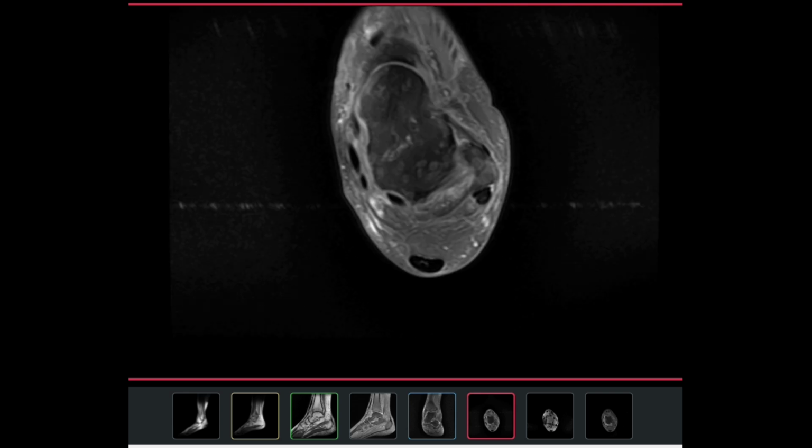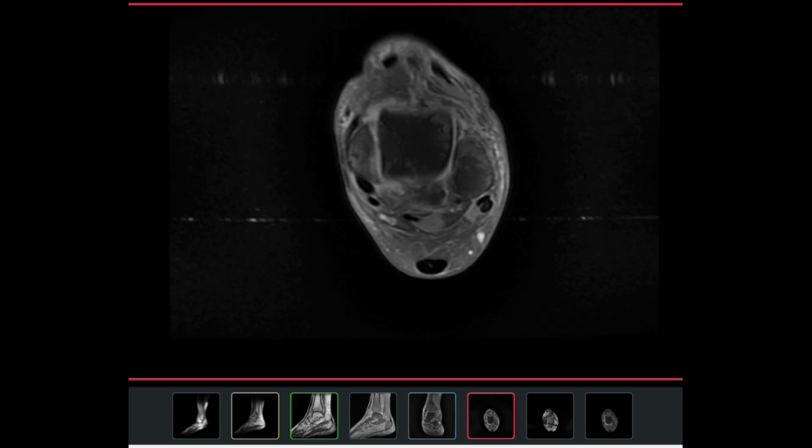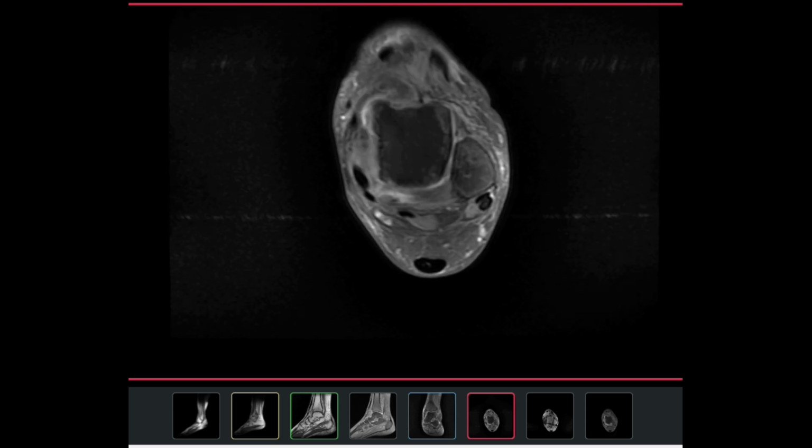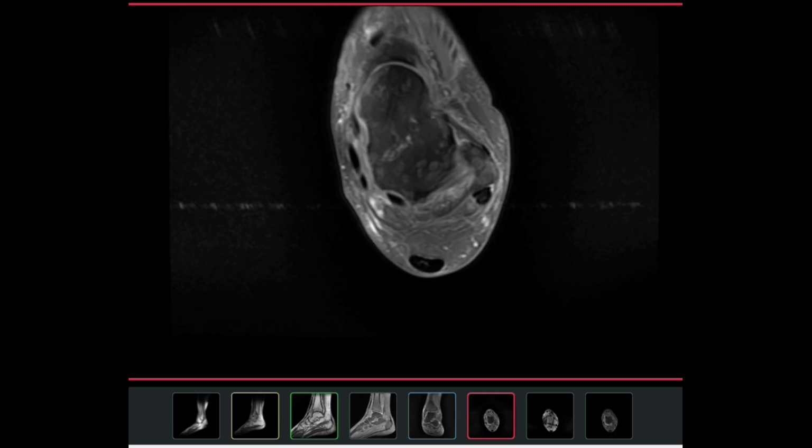As we go down, we can see the anterior talofibular ligament is intact. Posterior talofibular ligament is also intact, and the deltoid ligamentous complex is showing hyperintensity which suggests sprain.